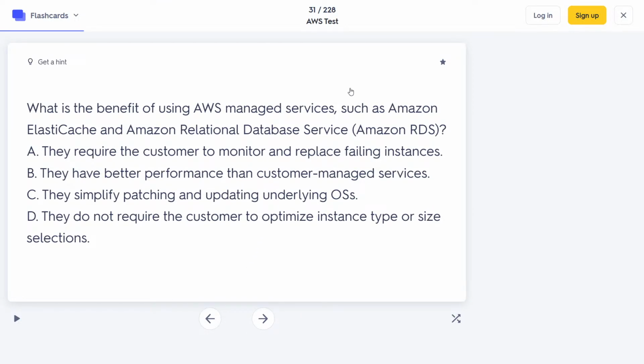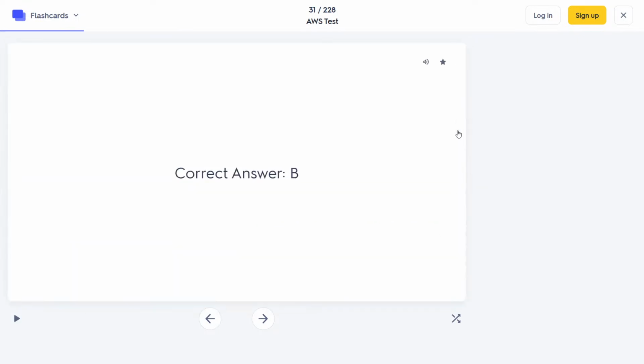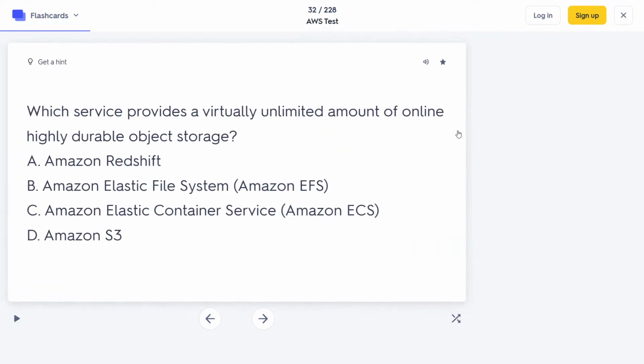Anyways, what is the benefit of using Amazon managed services such as Amazon ElastiCache, Amazon RDS? They require the customer to monitor and replace. No, we don't. They have better performance. Yes, option number B is right. Yeah, that's my take on Bard and ChatGPT. What do you think? Which service provides a virtually unlimited amount of online storage?